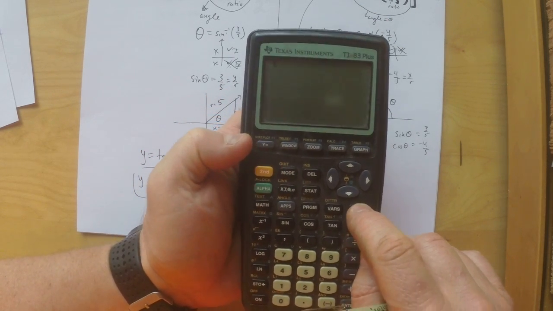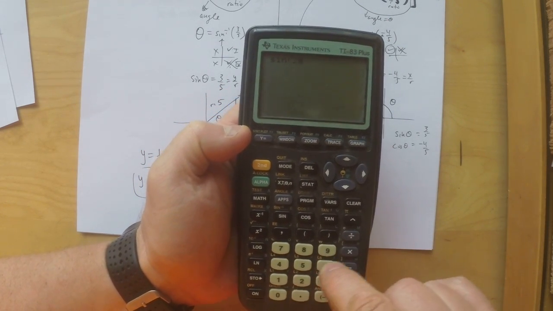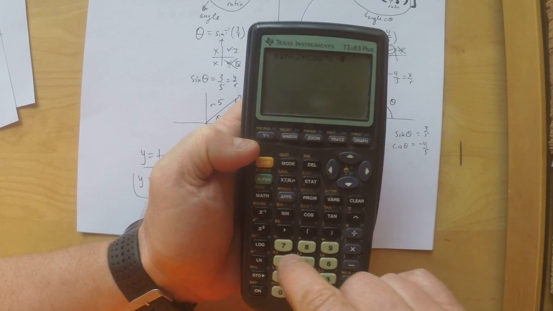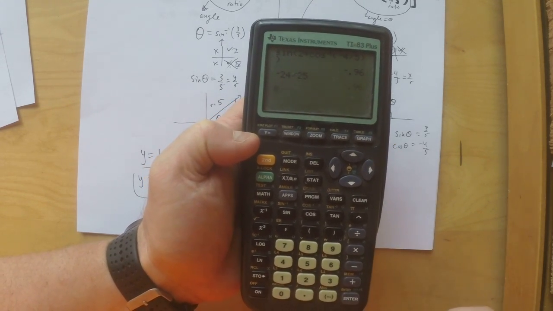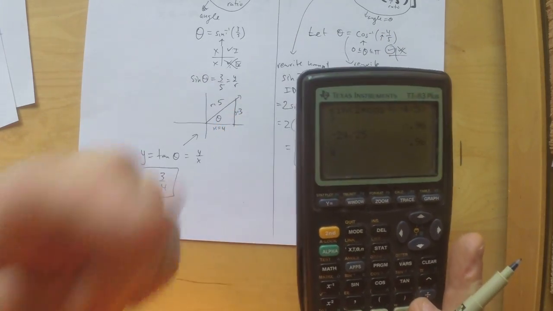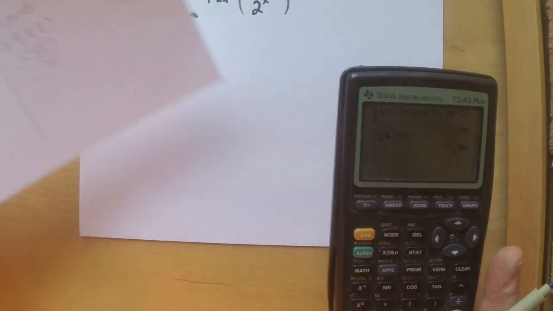Which again, I could have just typed all of that in. Sine of 2 times arc cos of negative 4 divided by 5. And got that number, which is negative 24 divided by 25. But again, I wouldn't have known anything about that.